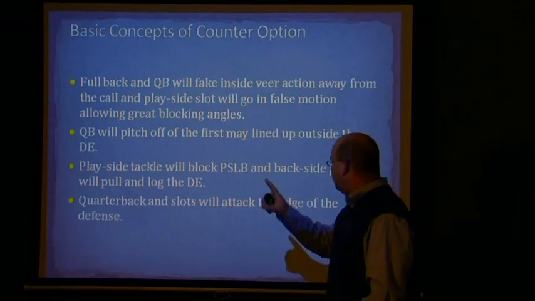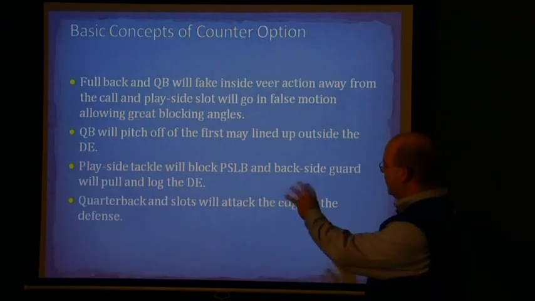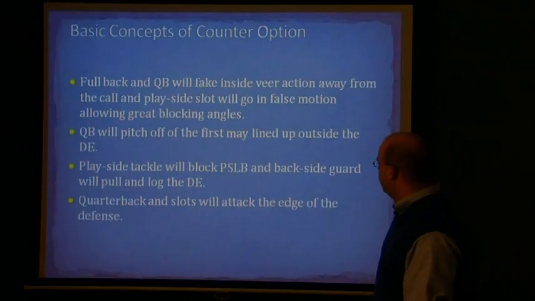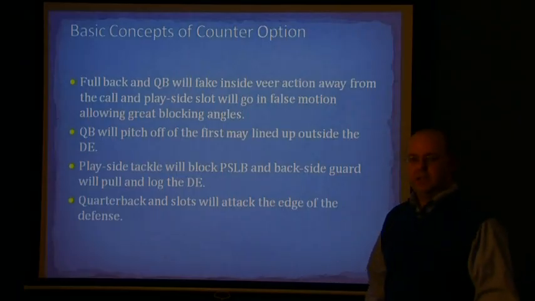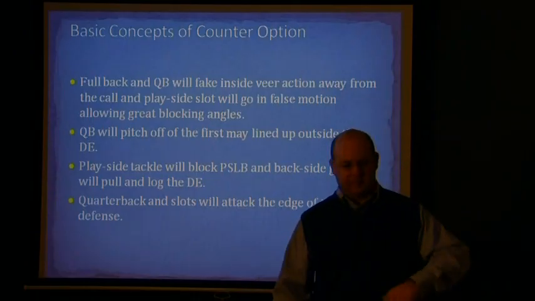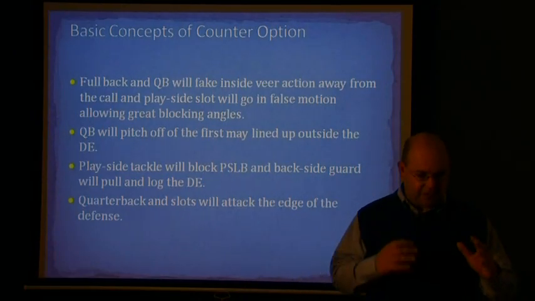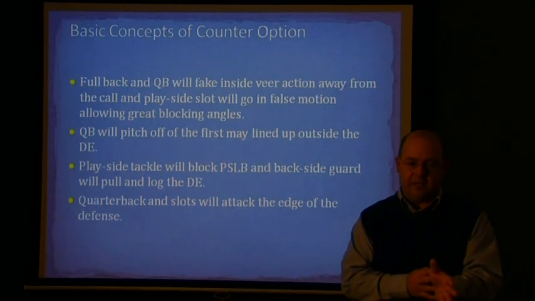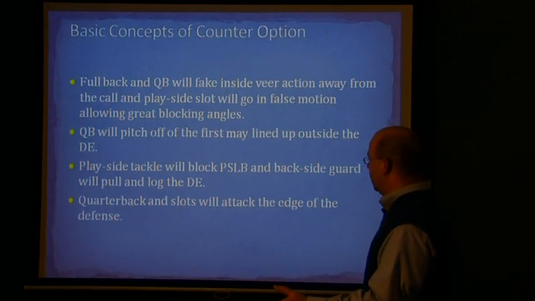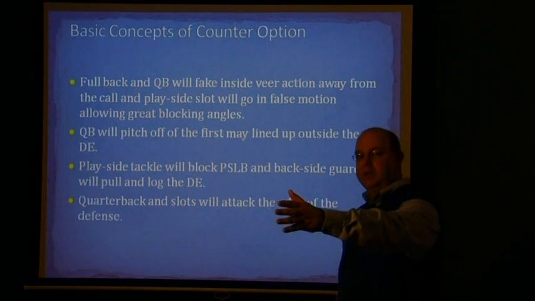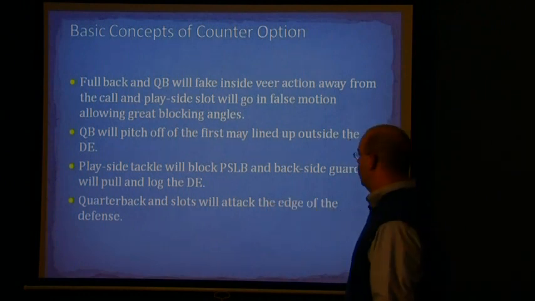The play side tackle will block the play side linebacker, and the backside guard will pull and log the defensive end. All right, so we're going to pull a guard on this play. He's going to try and get his helmet and his shoulder pad on the outside hip of the defensive end and get him turned to the inside. And now we're trying to get a free shot on the play side backer with our tackle.